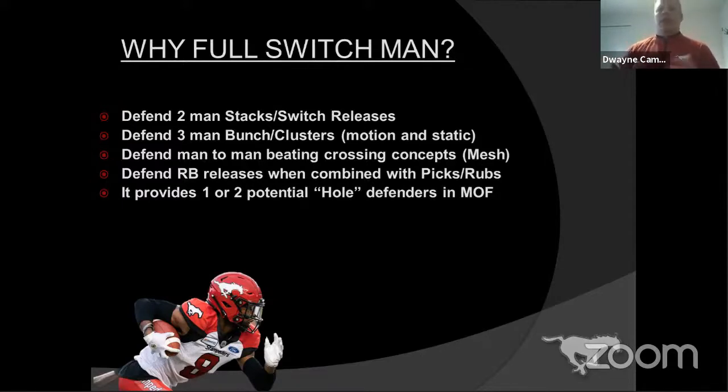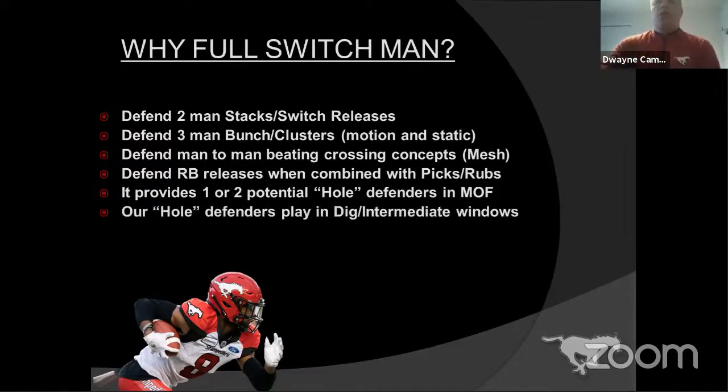Okay. What it also provides is one or two potential hole defenders in the middle of the field. Remember, we're playing outside leverage, so we're funneling the receivers inside. Okay. And so what we're doing is we're creating defensive traffic in those windows, right? Our hole defenders play in the dig intermediate windows and they kind of cloudy the picture for the quarterback, right? He thinks man-to-man coverage, outside leverage, he can throw the ball in the middle of the field all day. But if you're going to drop your guys and not play tight man coverage on the running back, those windows aren't going to be wide open.